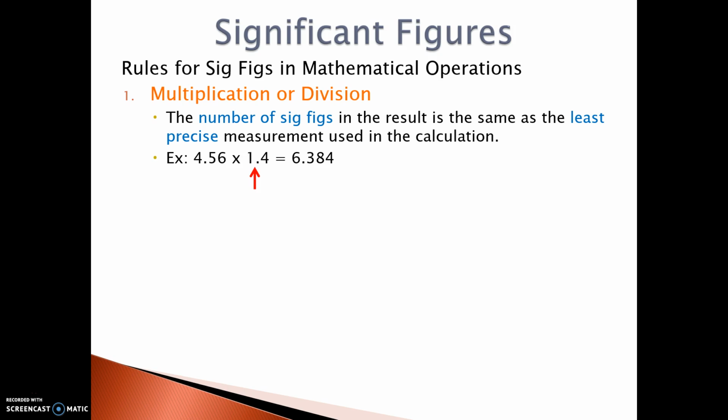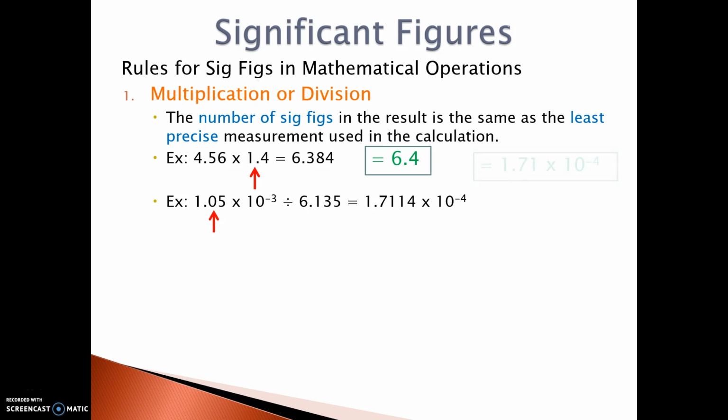So we must round our answer to two significant figures, and it should correctly be reported as 6.4. Let's look at a division example. 1.05 times 10 to the negative third divided by 6.135. Again, the calculator gives the result on the screen. However, our answer is limited by the three significant figures in the first measurement. So we must round our answer to 1.71 times 10 to the negative fourth.